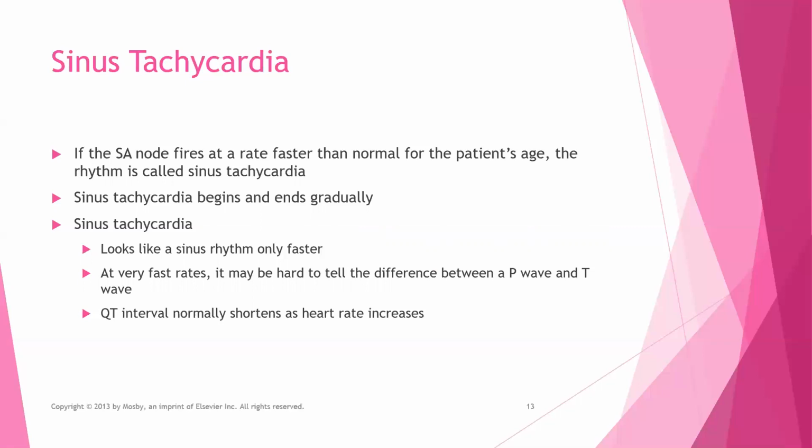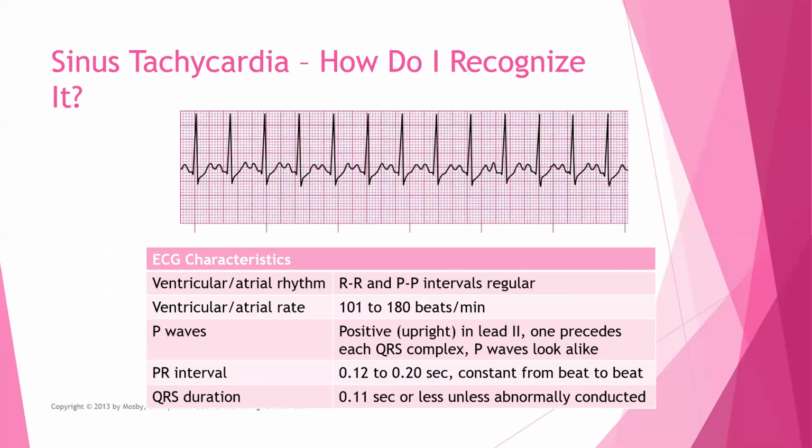And that's really important. So when we look on a monitor, it looks like sinus rhythm, but it's going to look faster. At very fast rates, sometimes it's hard to tell the difference between what's the P wave and what's the T wave because they sort of jump on each other. And you'll see on this note here that it says the QT interval is shortened. Don't worry about that. At higher levels, we'll be talking about QT intervals, not here. So not to worry about that. That's a calculation. You might see that on a 12-lead ECG, just so you know.